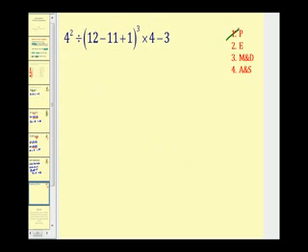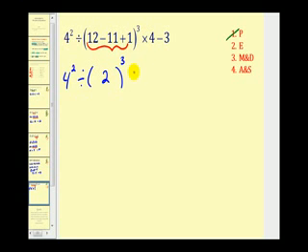Step 1 will simplify inside the parentheses. So we're going to have 4 squared divided by, here we have 12 minus 11, that'd be 1, plus 1, that would be 2. Still raised to the third power, times 4 minus 3. Step 2 will simplify our exponents. So we have 4 squared, that's 16, divided by 2 to the third, would be 2 times 2 times 2, that's 8.